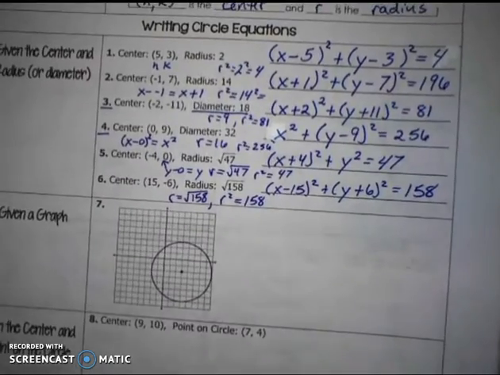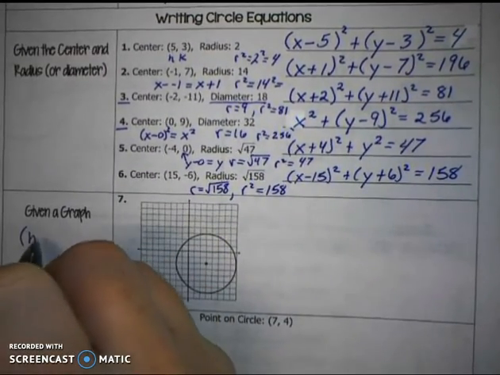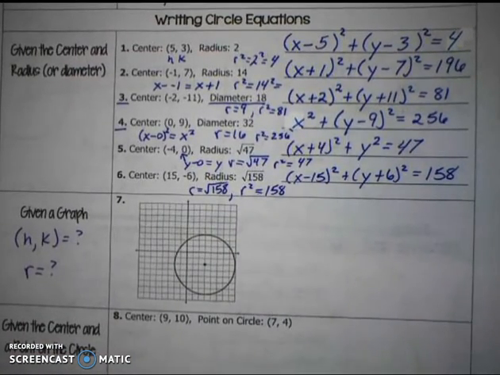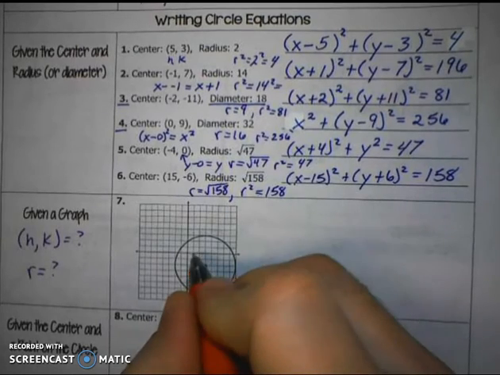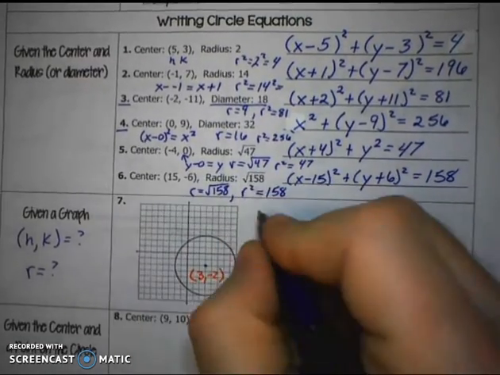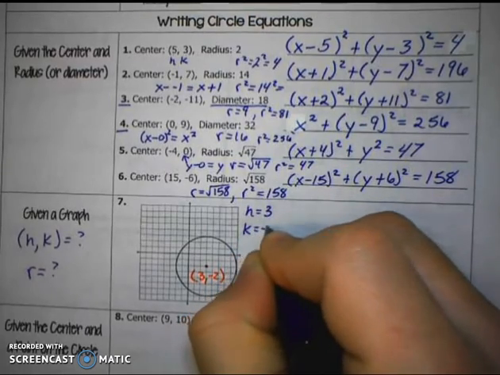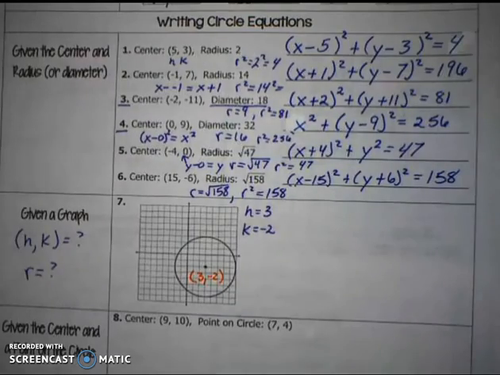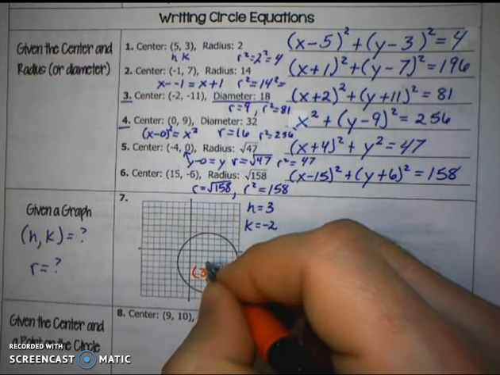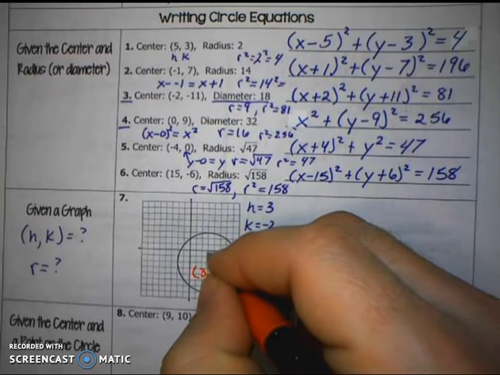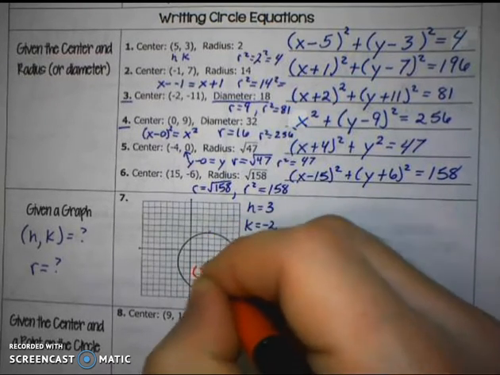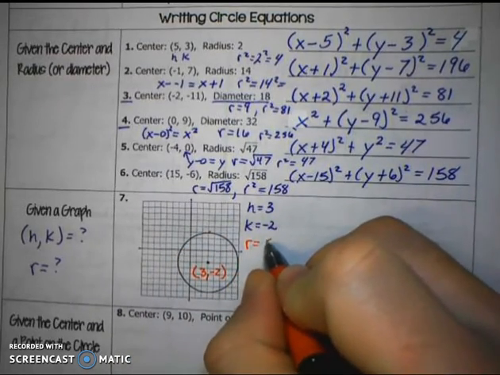We can also write an equation if we are given the graph, because here's what we need to know. We need to know the coordinates of the center, and we need to know what the radius is. Here, the coordinates of the center are 3, negative 2. So I know that h equals 3, k equals negative 2. And I need the radius. If you look closely, we can count the radius. The radius is the distance from the center to a point on the circle. So I can count vertically or horizontally and just count the spaces. 1, 2, 3, 4, 5. The distance from the center to a spot on the circle is always 5 units. 5 this way, 5 this way, 5 this way, 5 this way. So I know the radius is 5.